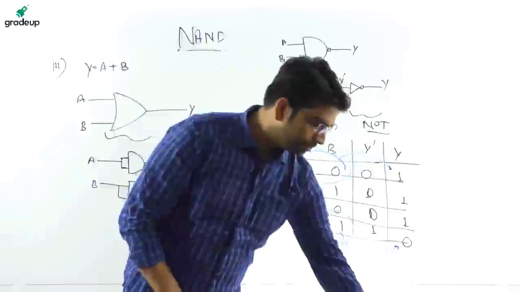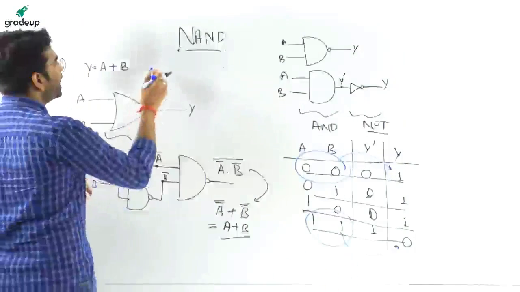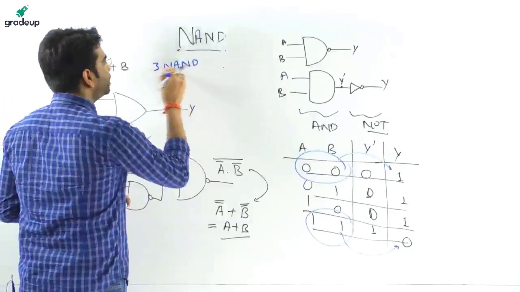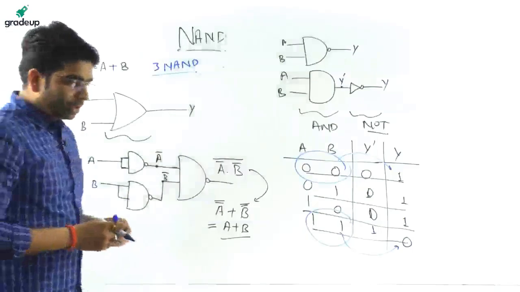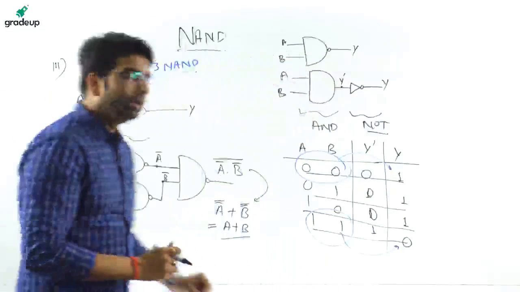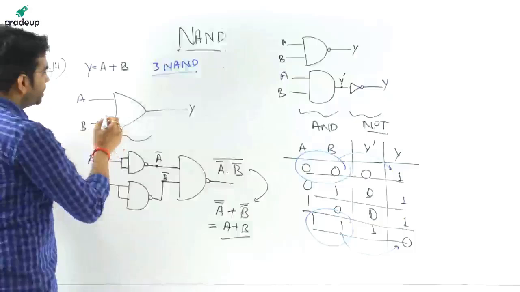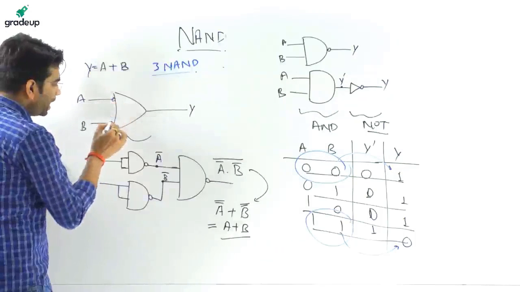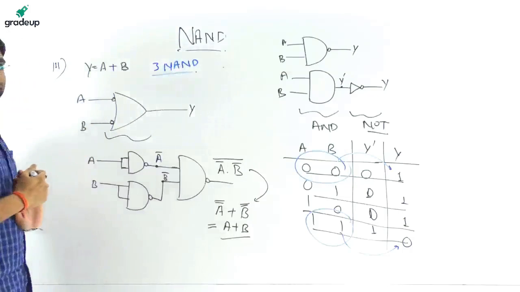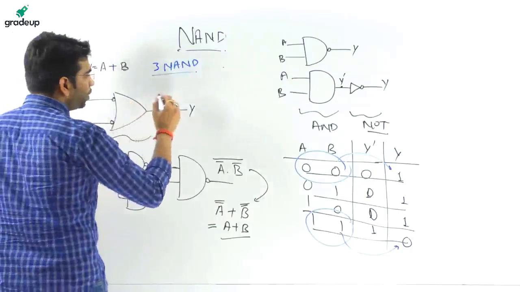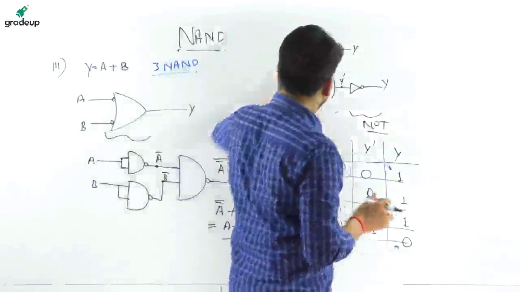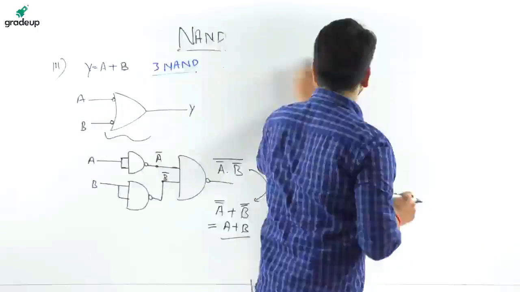Dear friends, how many NAND gates are required? 3 NAND gates are required. What is the trick that I was telling you all? Suppose a function has an OR gate, bubble it at this place. So what will this function be? Let me rub it so that I have more space to explain.